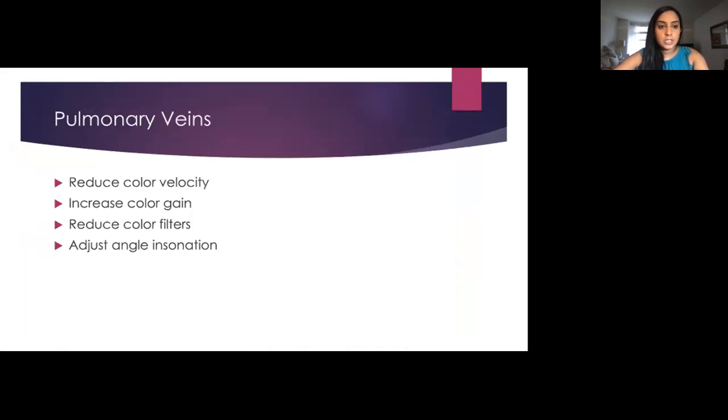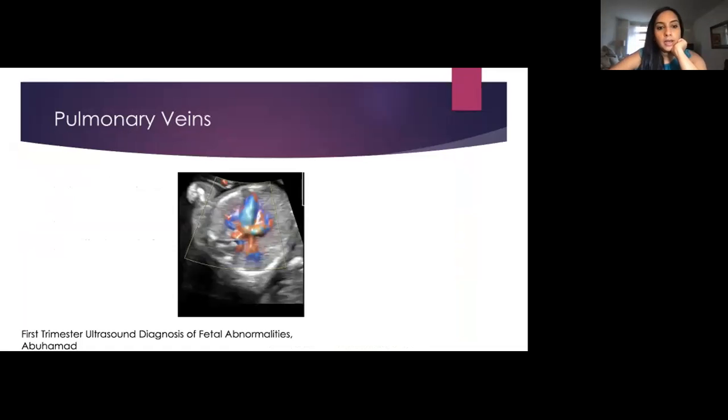So if you want to image your pulmonary veins, you want to reduce your color velocity and increase your gain, and reduce your filters, and you just adjust your angle of scanning. And I have a picture of this. This is an example at 13 weeks where we use low color velocity and increase the gain. But that helps you see your pulmonary veins.